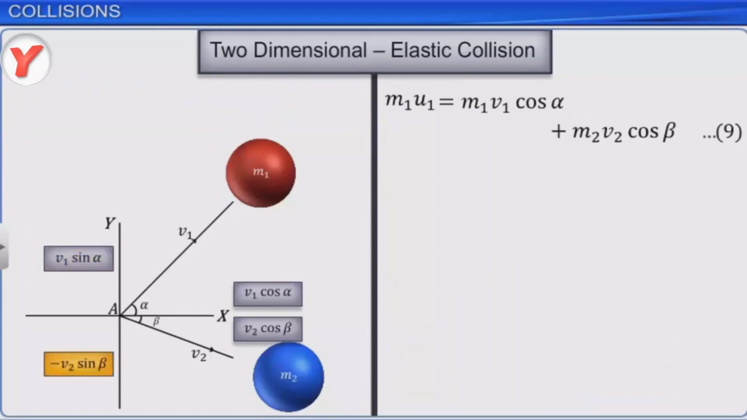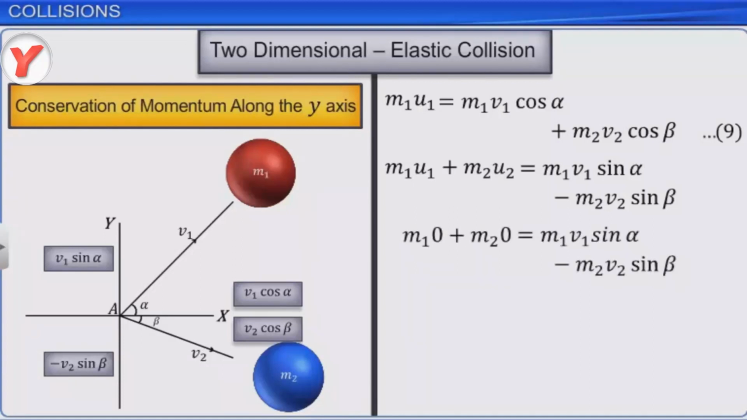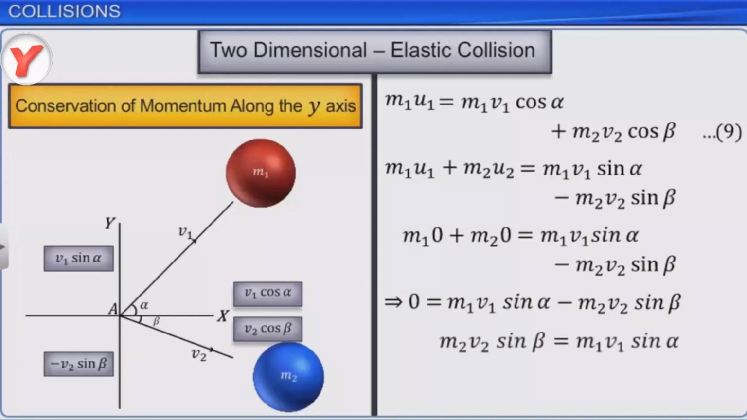v1 sin alpha and minus v2 sin beta are the components of v1 and v2 along the positive y-axis and the negative y-axis respectively. Hence, according to the law of conservation of momentum applied along the y-axis, we get m1 u1 plus m2 u2 is equal to m1 v1 sin alpha minus m2 v2 sin beta. As the initial velocities of the two bodies along the y-axis are 0, we get 0 on the left side of the equation. And thus, we get 0 is equal to m1 v1 sin alpha minus m2 v2 sin beta. On further simplification, we get m2 v2 sin beta is equal to m1 v1 sin alpha. Let this be equation 10.